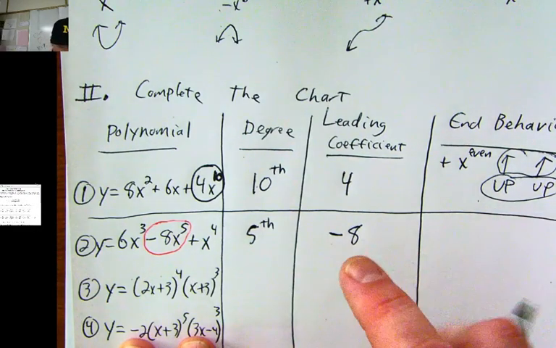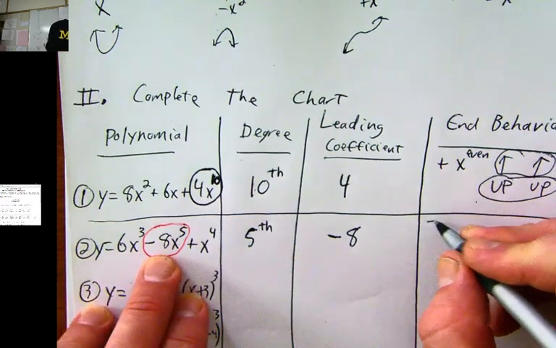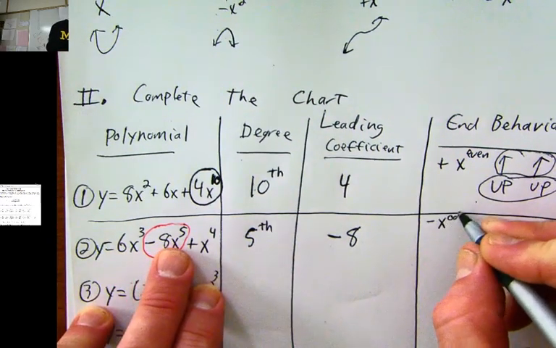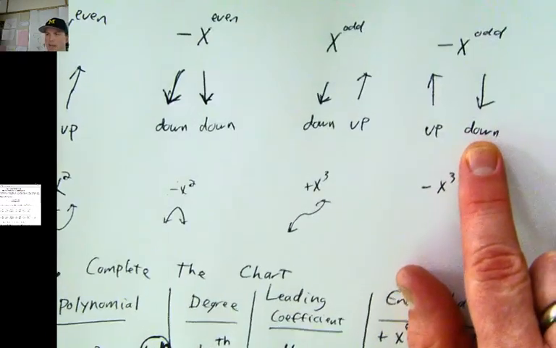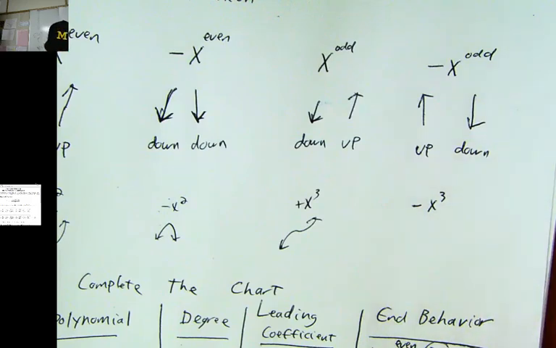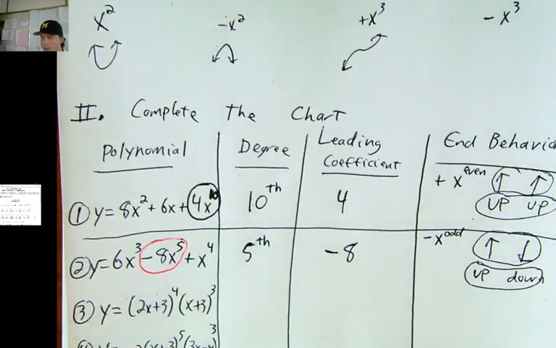So, at the end of the day, when you think end behavior, it's negative x to the odd. And a negative x to the odd has an end behavior of up and down. So you could either draw an up arrow and a down arrow, or you could simply write the words up, down. Either way, whichever makes most sense to you.